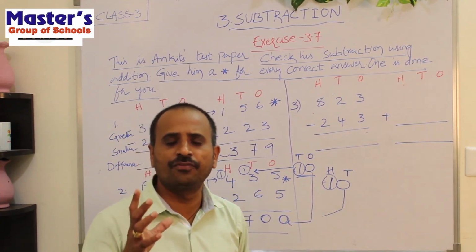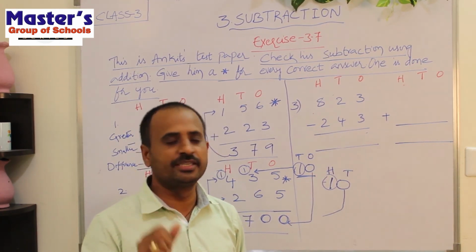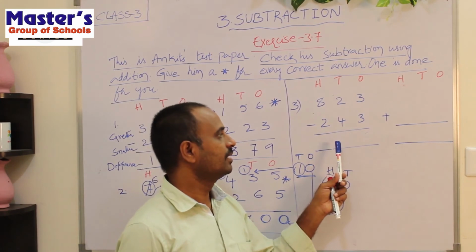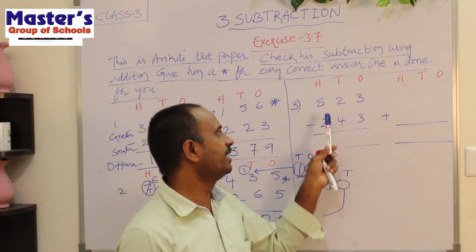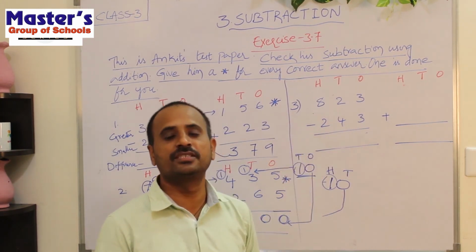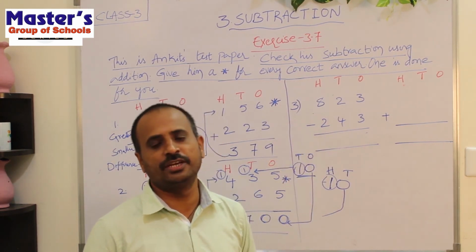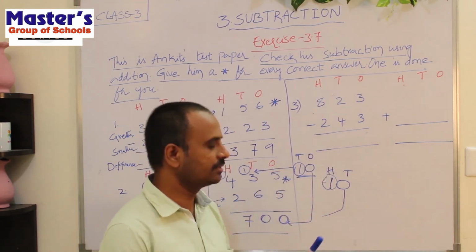The simple way of checking our subtraction is simply add the answer to the second number, and if we get the first number, our subtraction is correct. If we don't get the first number, our subtraction is wrong. So let us do the subtraction first.